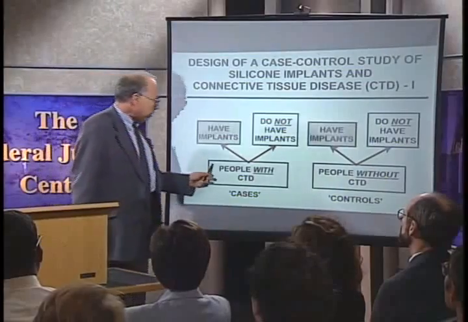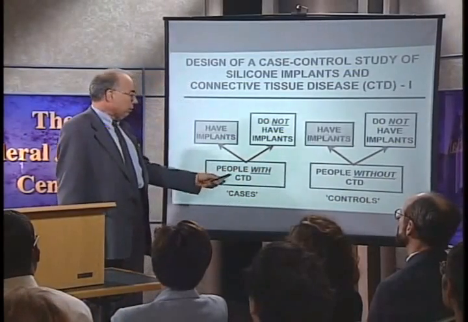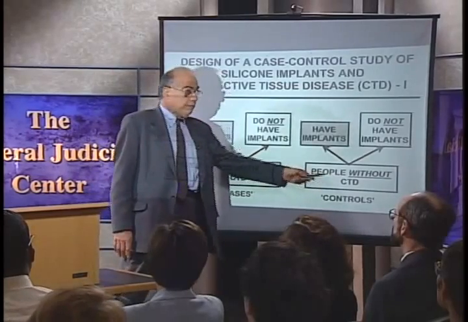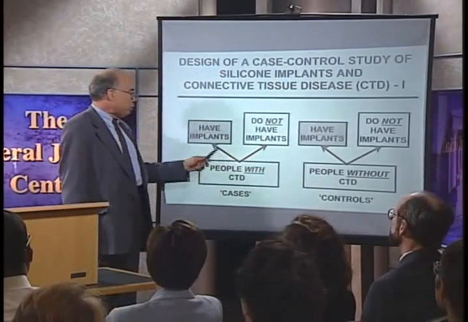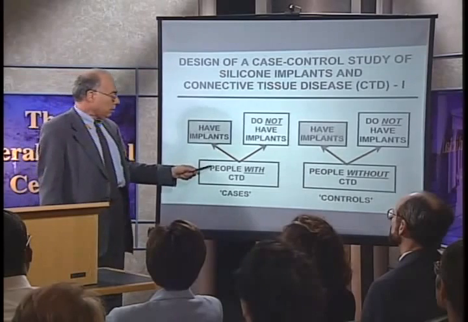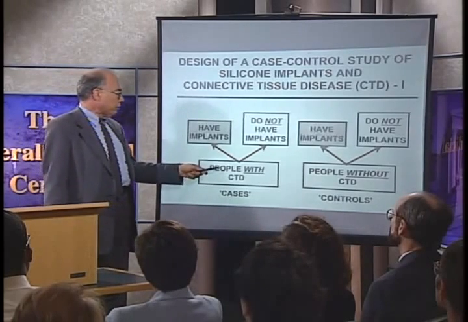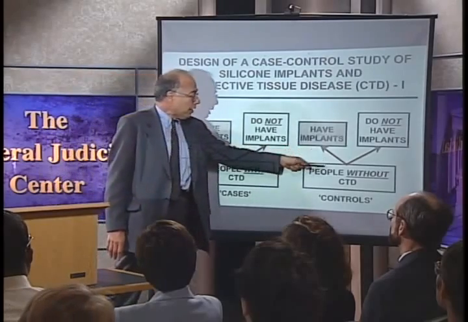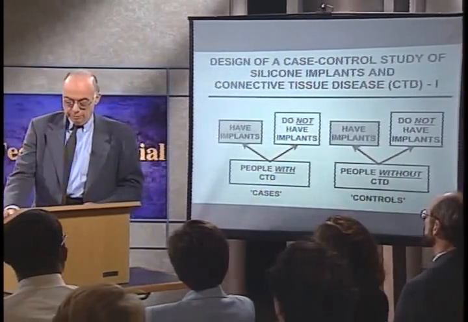Again, let's look at the implant question. If we were doing a case control study of implants, we would first identify a group of women with connective tissue disease and a comparison group without connective tissue disease. We would then determine what proportion of the women with connective tissue disease have a history of receiving implants compared to women without connective tissue disease.